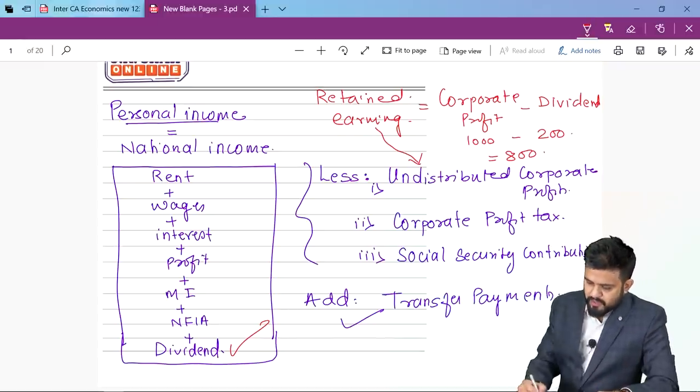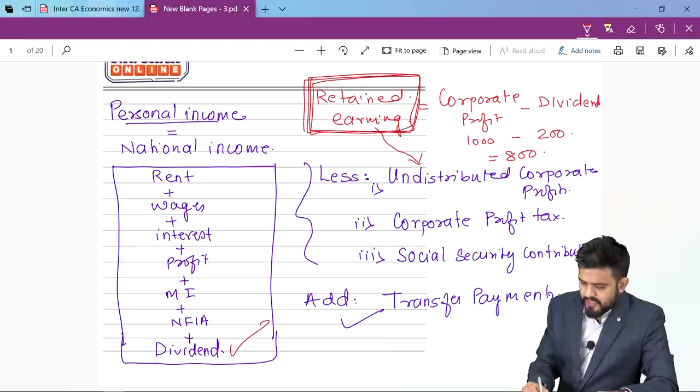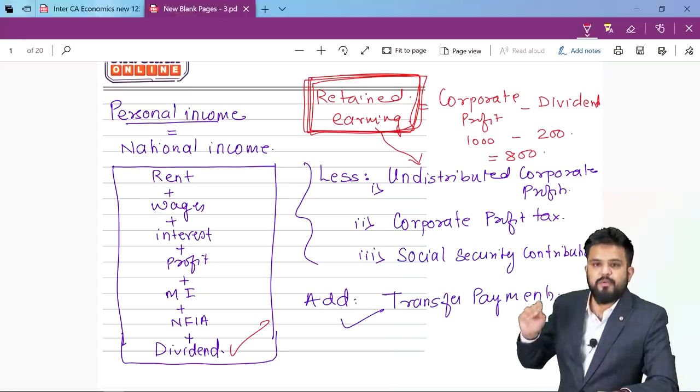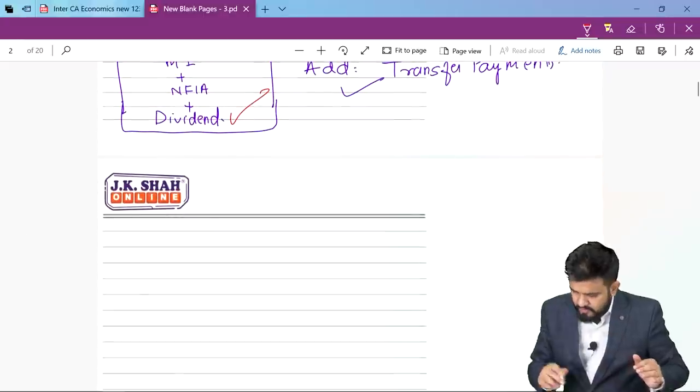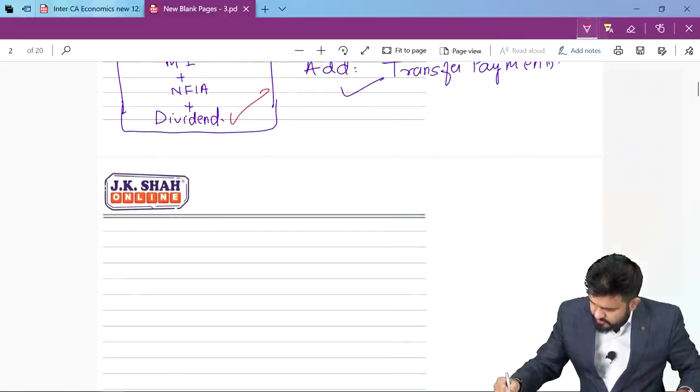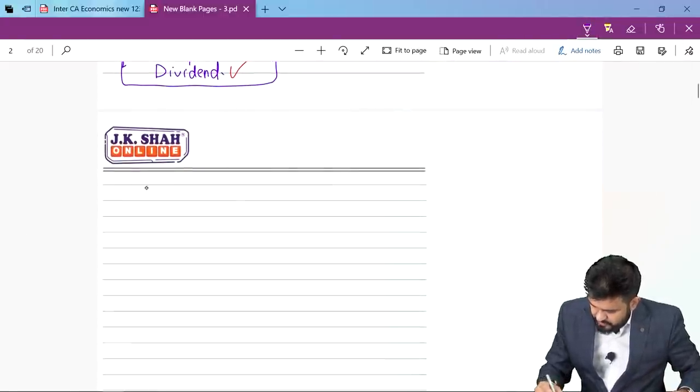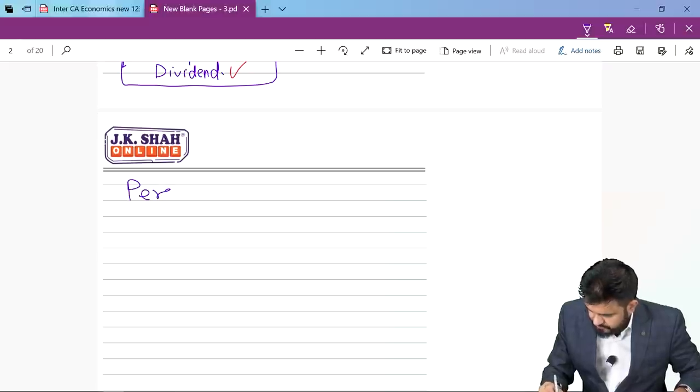So just remember, they can use this language, retained earnings. That is nothing but undistributed corporate profit. So this was your personal income formula. And a shortcut formula, same formula, but I can put it in this way.